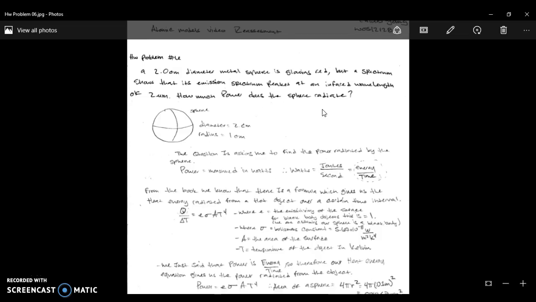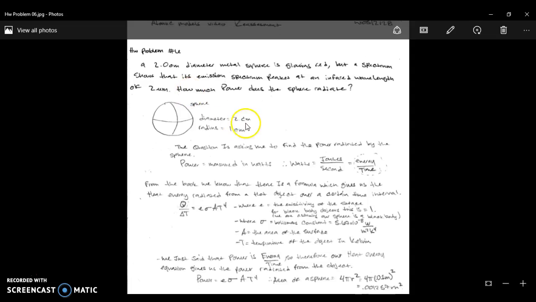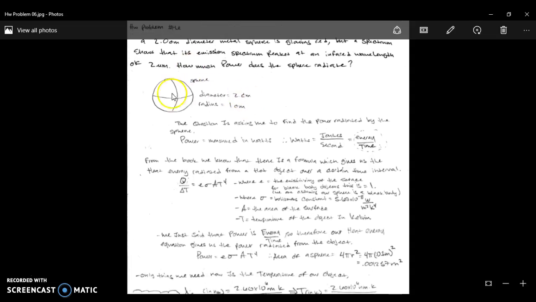But anyway, getting right into the problem, it reads: a 2 centimeter diameter metal sphere is glowing red, but a spectrum shows that its emission spectrum peaks at an infrared wavelength of 2 micrometers. How much power does the sphere radiate? So, just to give myself a visual, the given information in the problem told me that it was a 2 centimeter diameter sphere, so that makes the radius 1 centimeter.